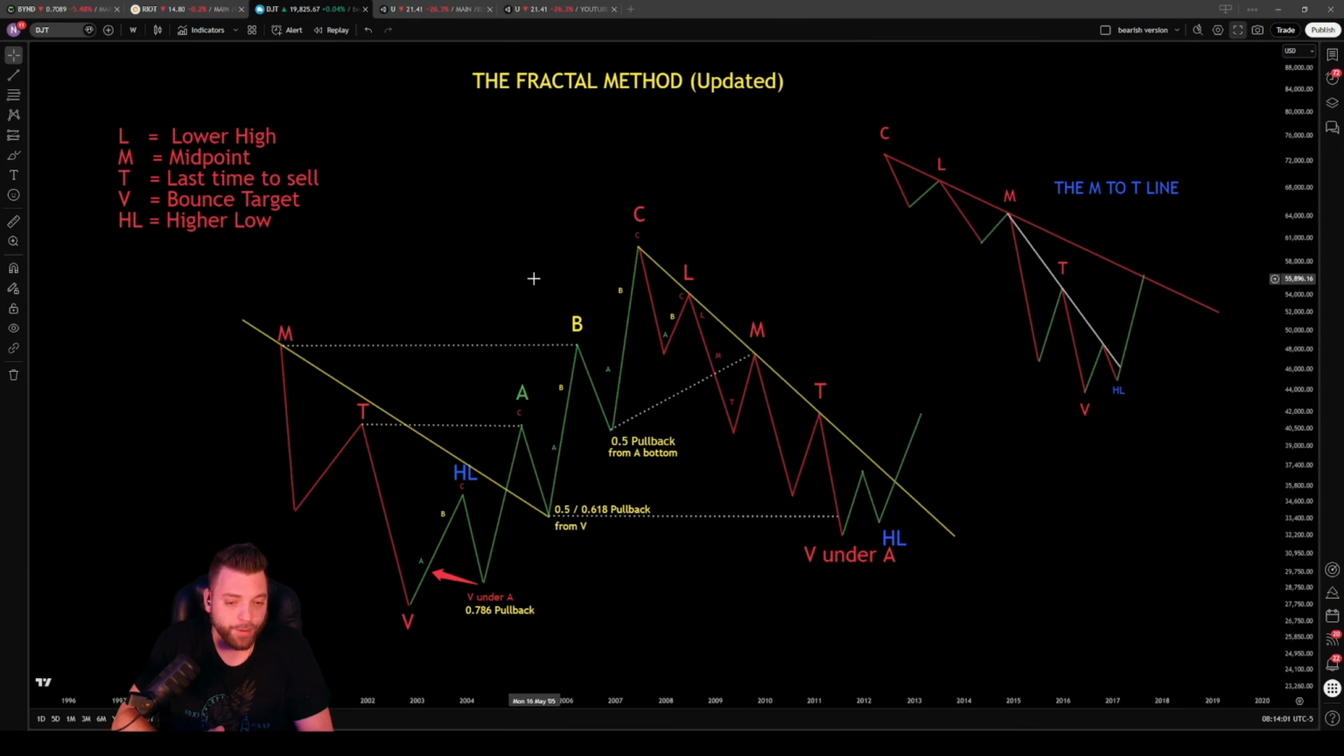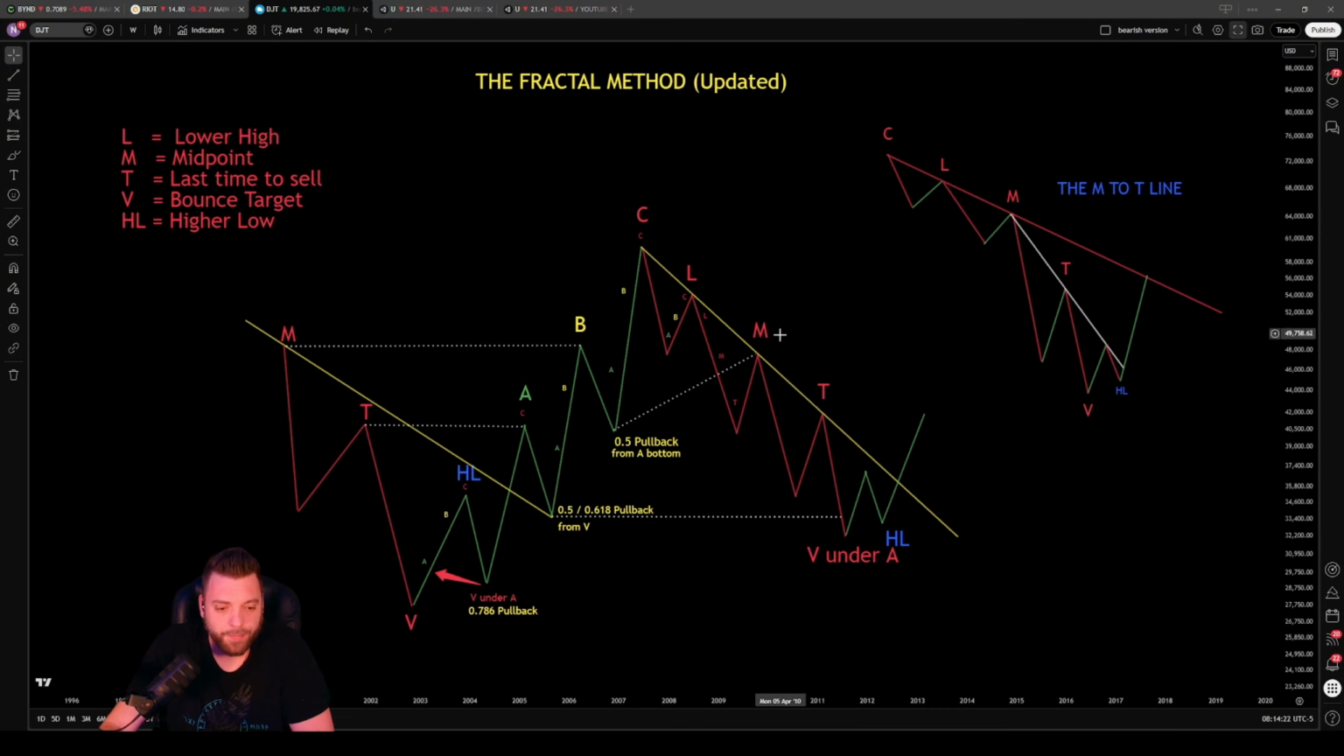If you are okay with these rules, you will have a lot of fun with this method. How it works now: the most important parts of this method are our V, our higher low, our A, B, C, L, M, T.